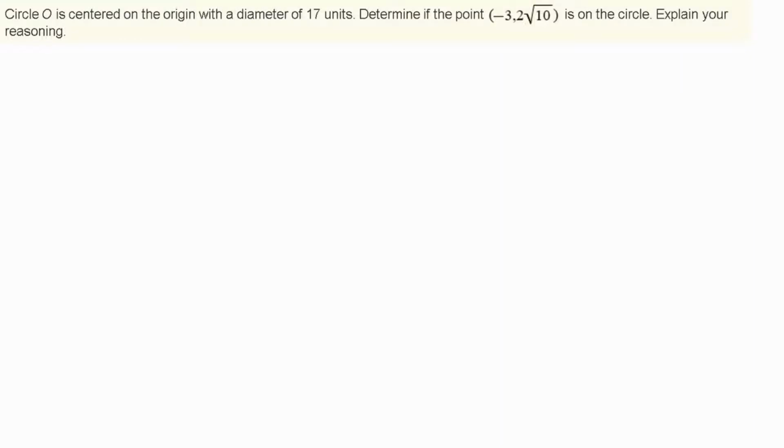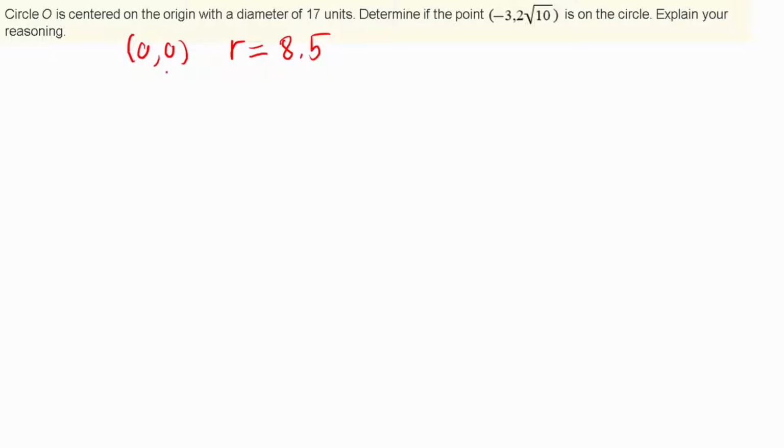Next up, it says circle O is centered on the origin. So what does the origin mean? It's the center is at (0, 0). And has a diameter of 17 units. Now be careful. That means that the radius is half of that, and half of 17 units is 8.5. Determine if the point (-3, 2√10) is on the circle. Explain your reasoning. Well, I first want to write the equation of this, and you'll see why in a moment.